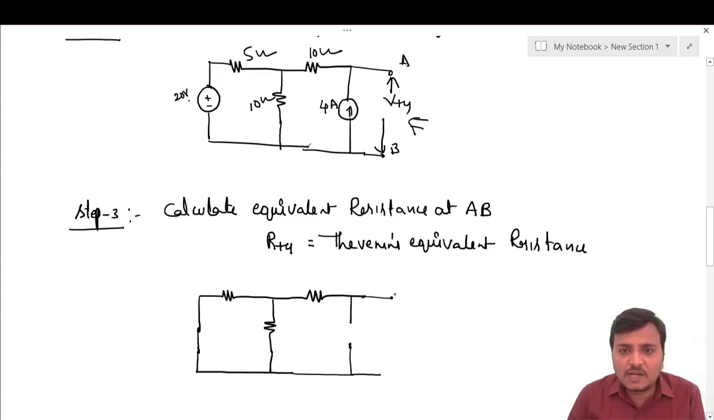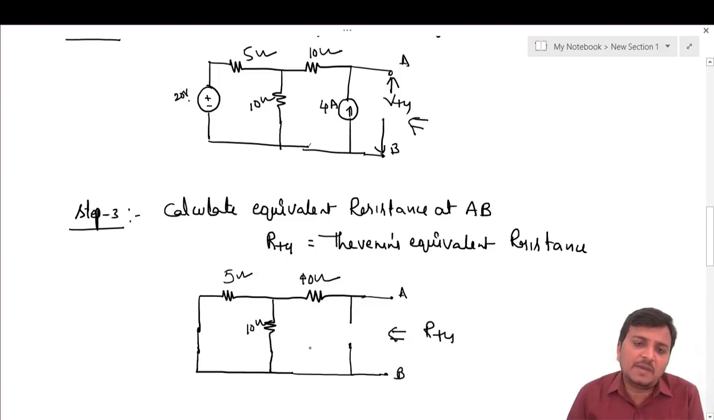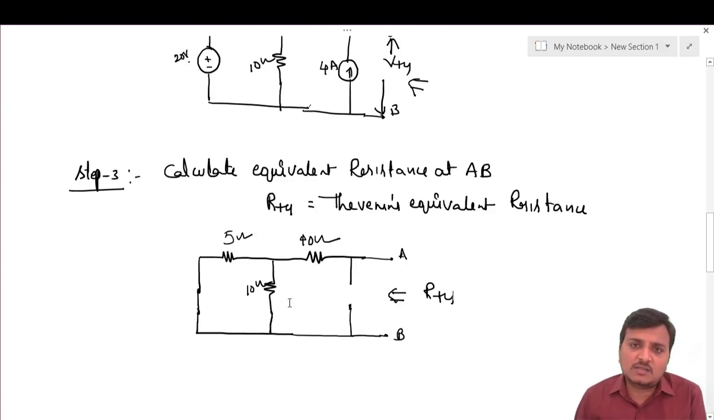Now this is your terminal A and B, and this is a 5 ohm resistor, and these are the 10 ohm resistors. If you see from this side, what is the value of resistance you are getting from terminals A and B? That is nothing but your Thevenin's equivalent resistance. Very easily you can find it: 5 and 10 are in parallel, which is connected in series. That is your Thevenin's equivalent resistance, RTH.